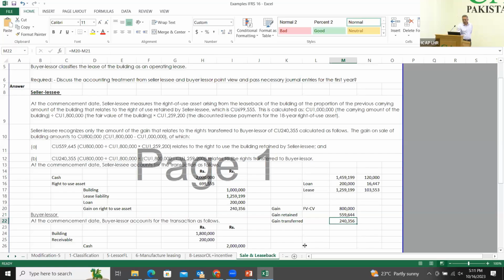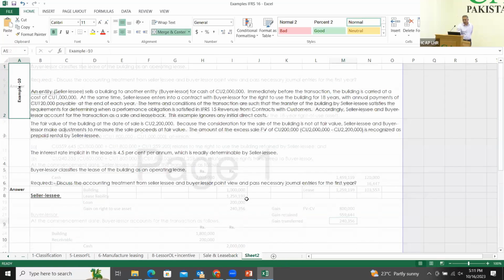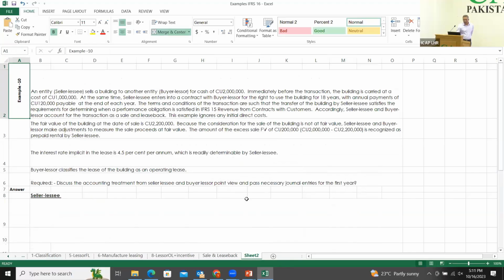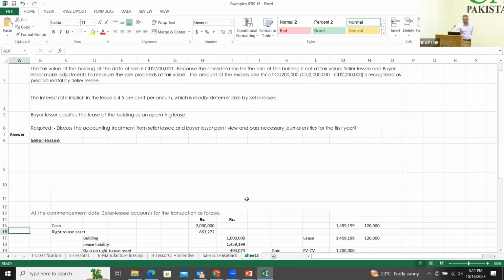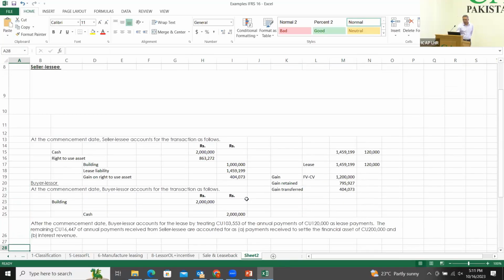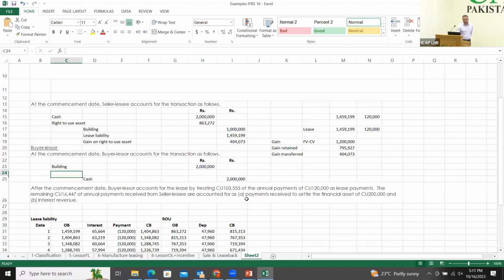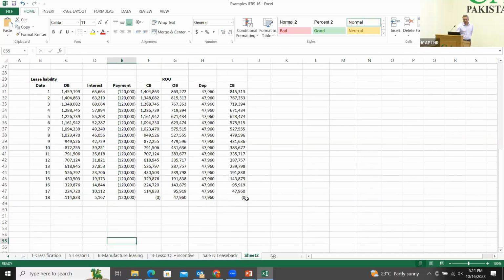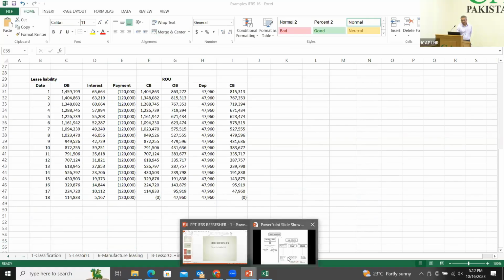And then what accounting will be done by the buyer lessor? Here is the buyer lessor accounting. Building 2 million, cash 2 million. And then, okay, you can go through the example. It's basically sale and lease back accounting.